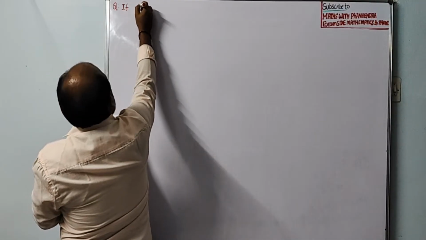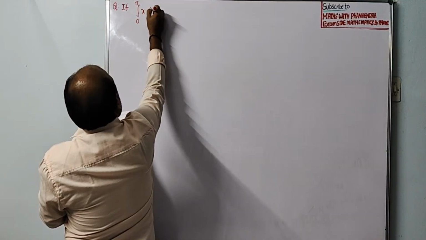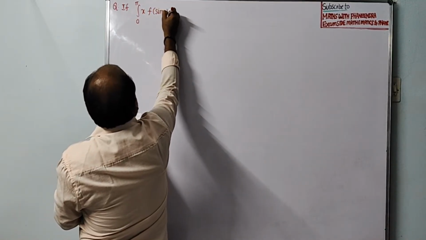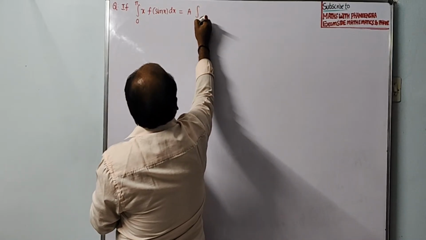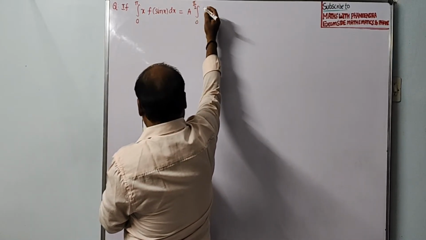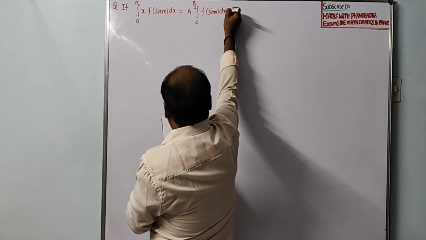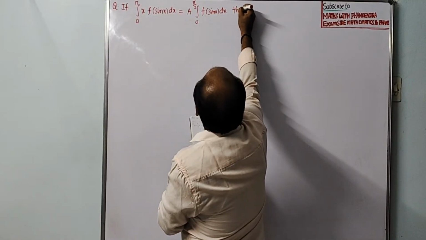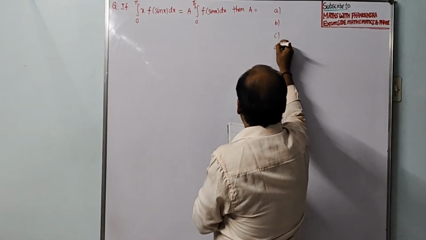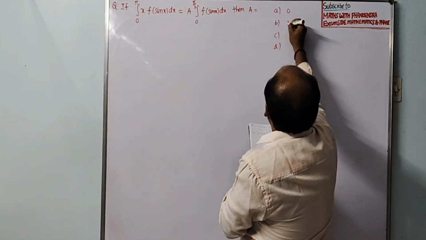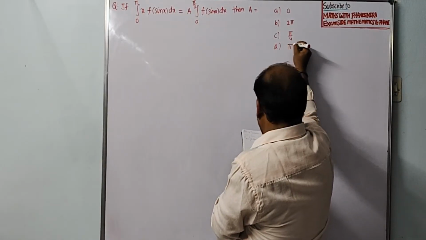If integral from 0 to pi of x into f of sin x dx is equal to a into integral from 0 to pi by 2 of f of sin x dx, then a equals. Options: 0, 2 pi, pi by 4 and pi.